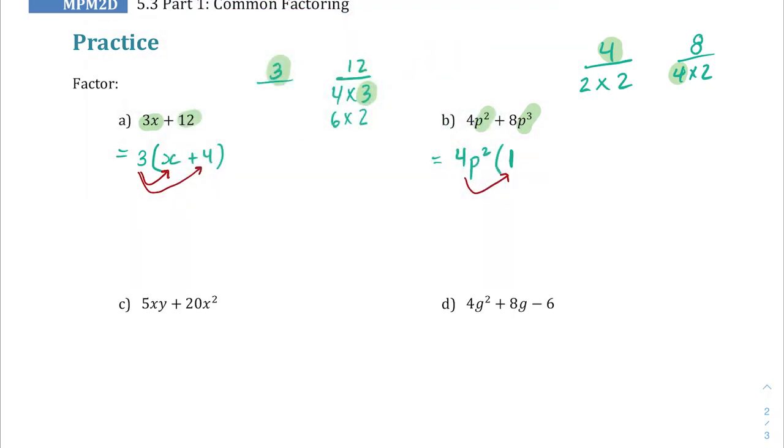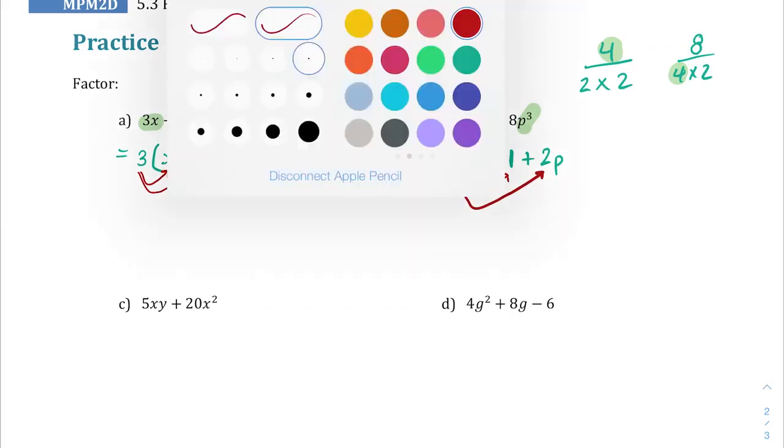And the second part, you could think of it like division, so it's 8p cubed divided by 4p squared. That'll give you 2p. Again, I like to think of it as what number multiplied by 4p squared gives you back 8p cubed. So that'll be 2p. So just always remember to perform your check.